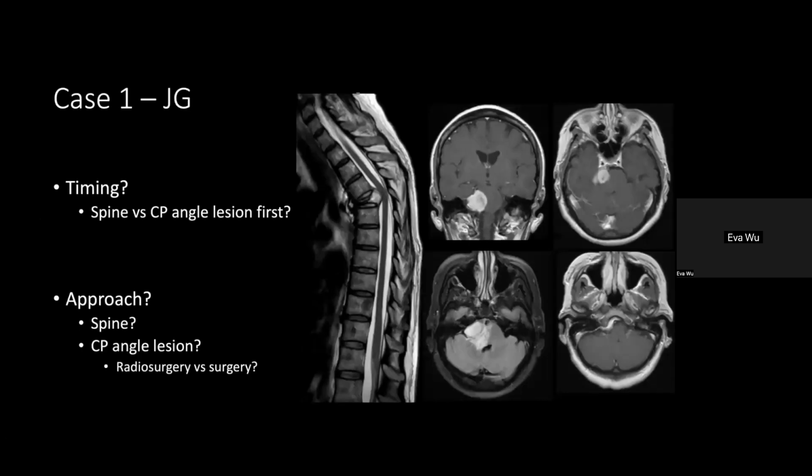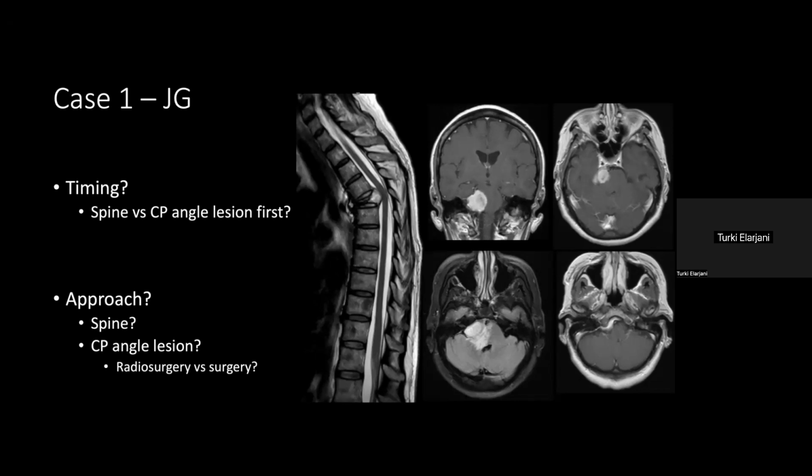Yeah. So now you have this patient with this spine lesion and this brain lesion. So what would you do, the spine first or the CP angle lesion first? What's the timing of your approach? Like if you are going to offer surgery for both of these, would you do the spine or brain first?